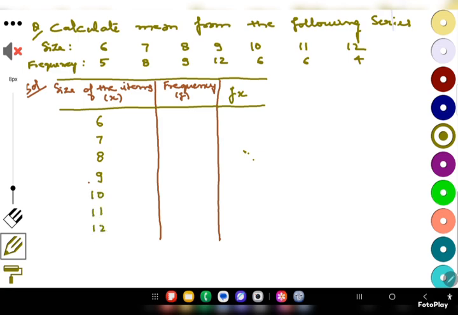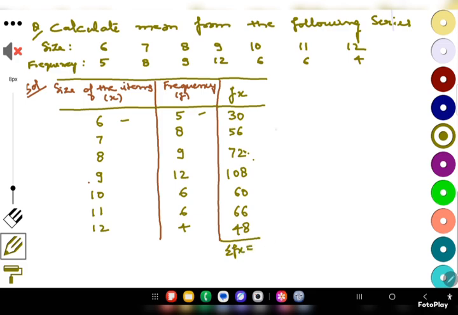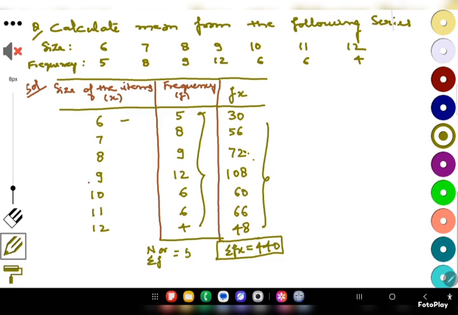So we'll draw a table. We'll start the solution. We'll take size of the items as small x, which will be the first column. Then we'll put the frequency small f in the second column, and we'll put the values accordingly, like 6, 7, 8, 9, 10, 11, 12 will go in the first column as x because they come under the size of the item. Associated frequency will be written next to them. Then we'll need the third column, which is fx, where the product of frequency and the size of item will be calculated. So we'll multiply both the columns 1 and 2, like 6 into 5 equals 30, and further on.